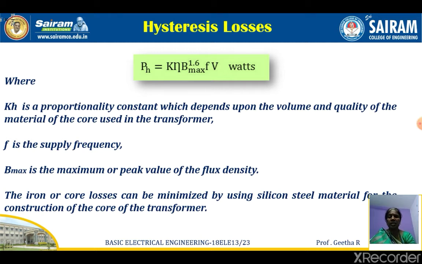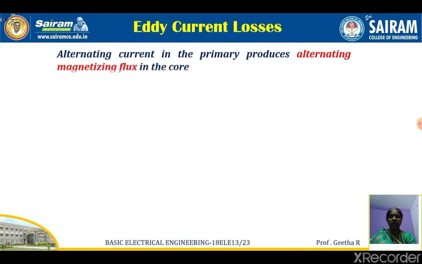You can see this hysteresis loss depends on the quality of the material. So to improve the quality of the material, silicon steel can be added to the iron so that the hysteresis losses can be minimized. Next one is eddy current loss.